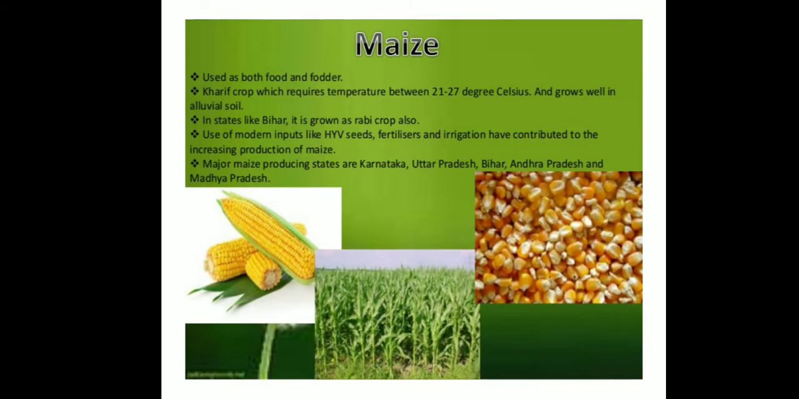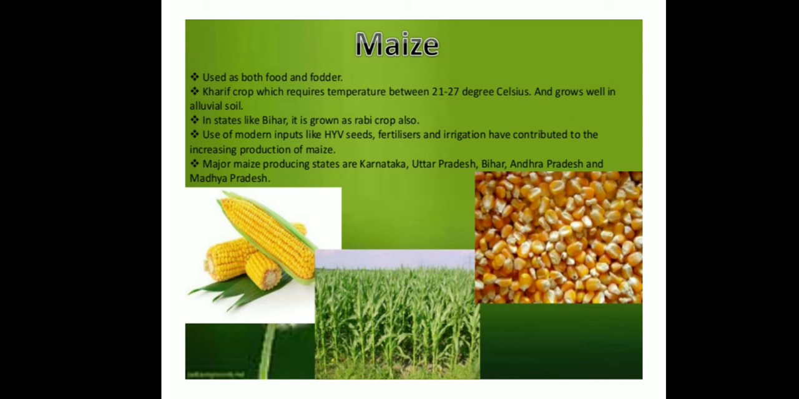After this, we have maize, used as both food and fodder. That means for eating purposes and for the food of animals. It is a Kharif crop, which requires a temperature between 21 to 27 degrees Celsius and grows well in alluvial soil. The states which grow this crop include Bihar. It is grown as a Rabi crop also.